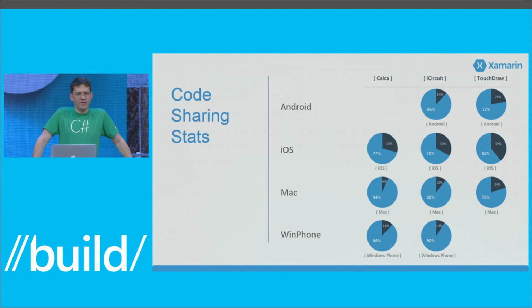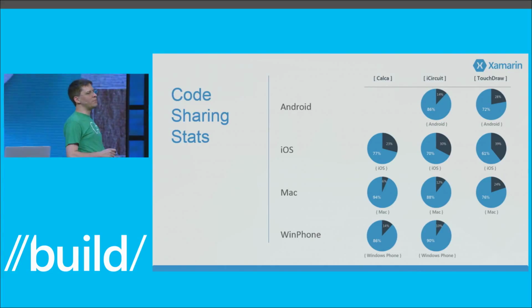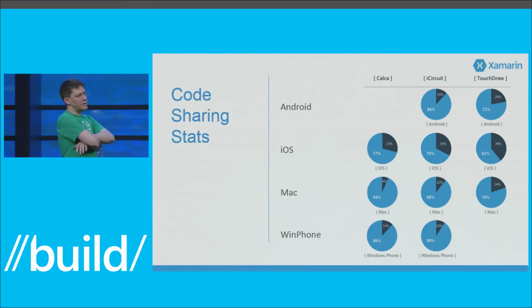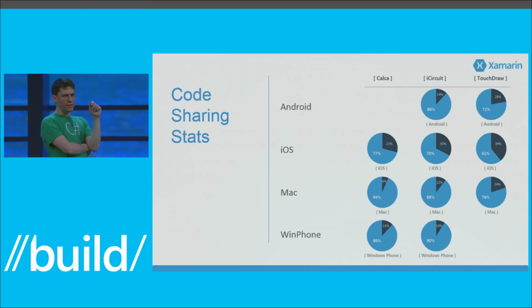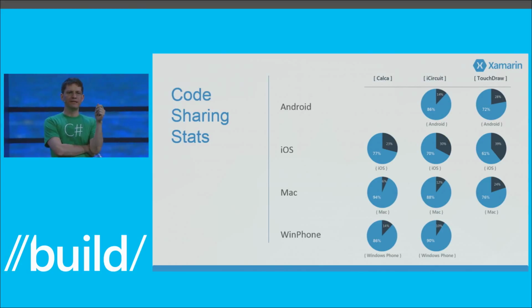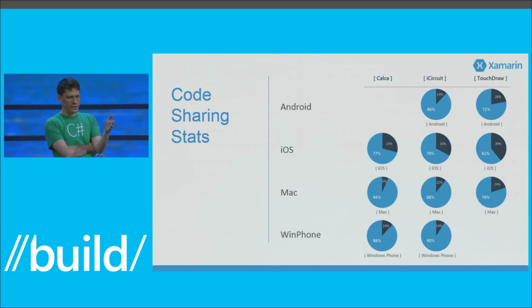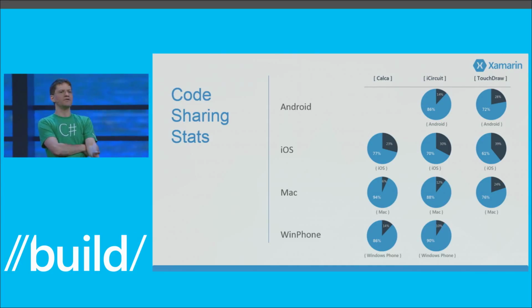This is some information that we wanted to share with you. In practice, this is data from real applications from our customers, the Calca application, iCircuit, and TouchDraw. And the dark surface represents the platform-specific code that was written for that platform. So as you can see, it's not a complete grid because not every app runs on every platform. But you can look at the columns, or the individual applications.